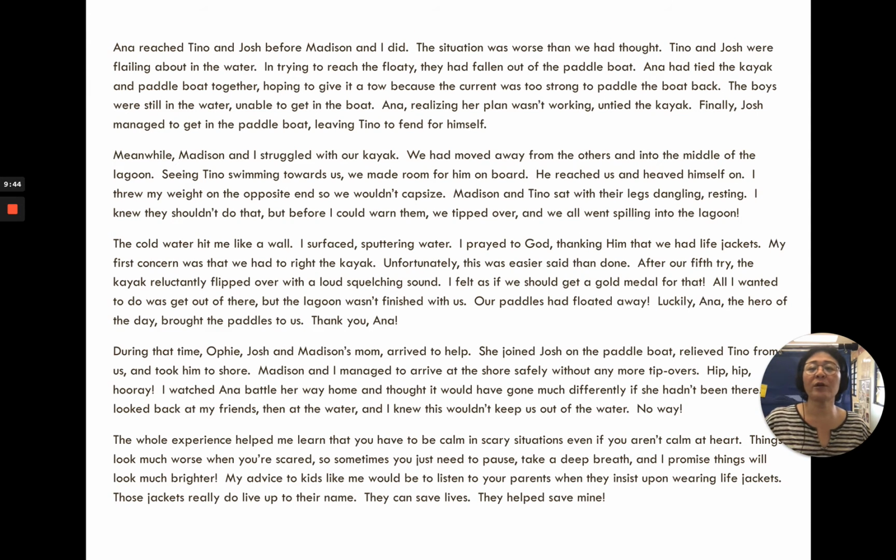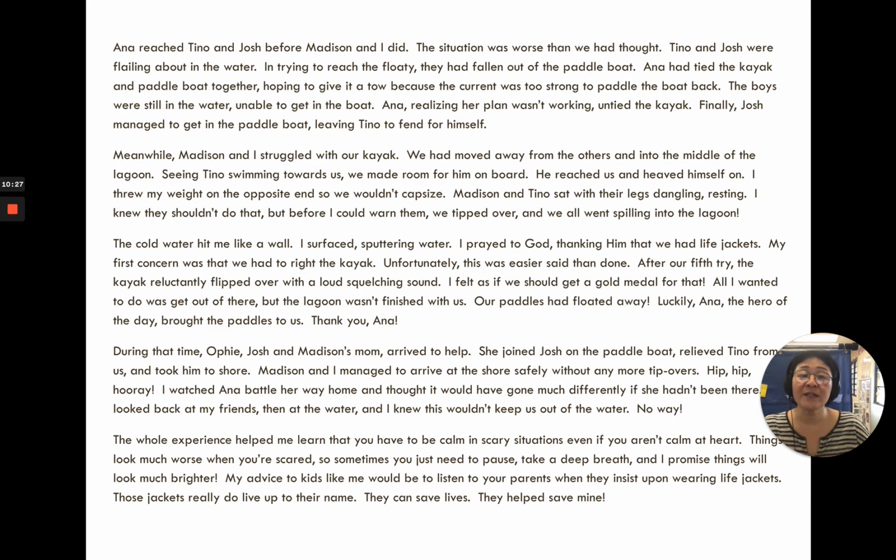Meanwhile, Madison and I struggled with our kayak. We had moved away from the others and into the middle of the lagoon. Seeing Tino swimming toward us, we made room for him on board. He reached us and heaved himself on. I threw my weight on the opposite end so we wouldn't capsize. Madison and Tino sat with their legs dangling, resting. I knew they shouldn't do that, but before I could warn them, we tipped over, and we all went spilling into the lagoon. The cold water hit me like a wall. I surfaced, sputtering water. I prayed to God, thanking him that we had life jackets. My first concern was that we had to right the kayak.